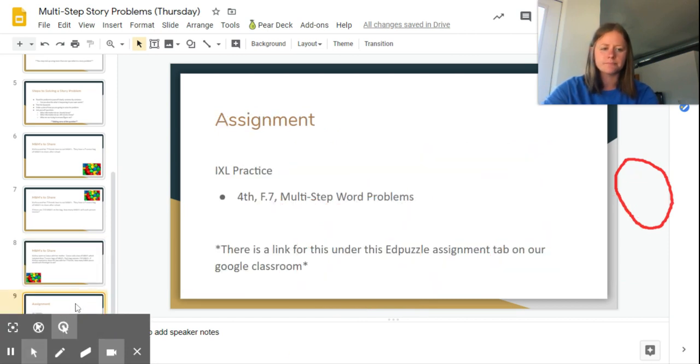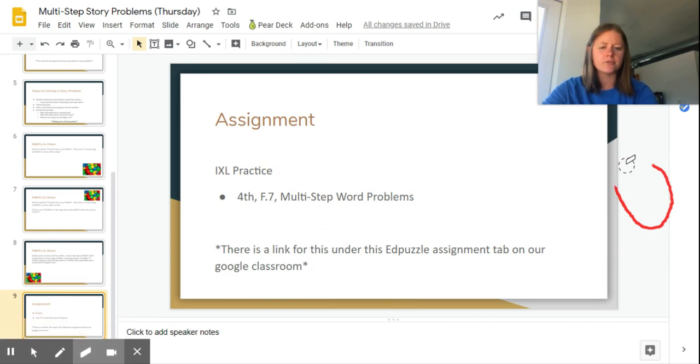You're going to get onto Excel. Okay? And then I already have it linked in the Google Classroom for you. You're going to be doing multi-step story problems again.